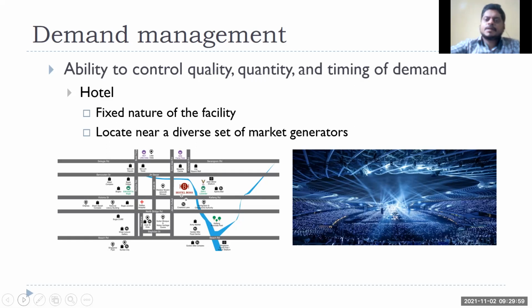Can it be in the center so that people from companies can come to my restaurant, and students can also come to my restaurant, right? So in case some companies move, or some companies get closed down, I'll always have a demand for my restaurant. People will always come to my restaurant. Because I have a fixed nature of facility, I have to look into a diverse set of market generators, a diverse set of demand. Any questions on this?